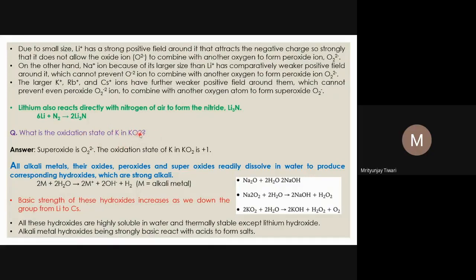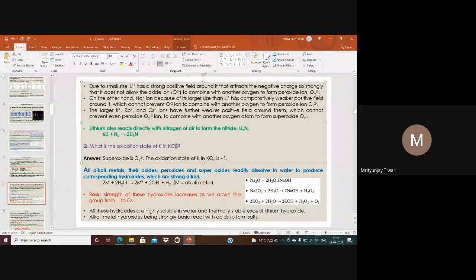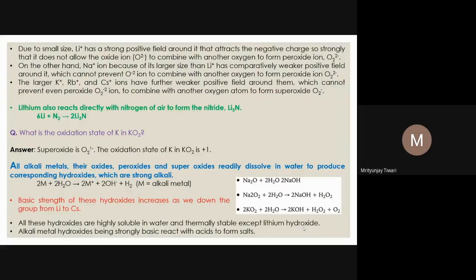Let us see this question: the oxidation state of potassium in KO2. KO2 means potassium superoxide, and the superoxide ion is O2 with a single negative charge, one minus. So the oxidation state of potassium in KO2 will be +1, because this +1 charge is balanced by the 1 minus charge, and that is why they are electrically neutral.